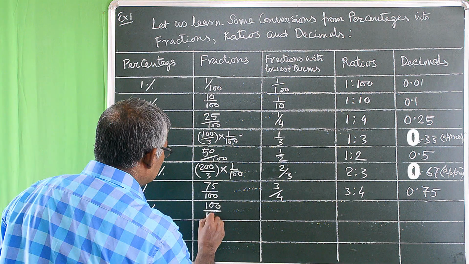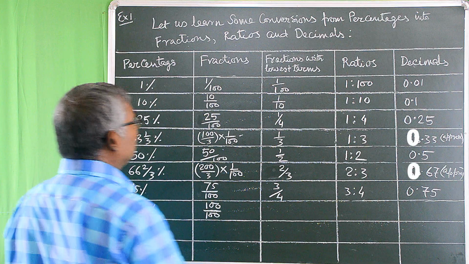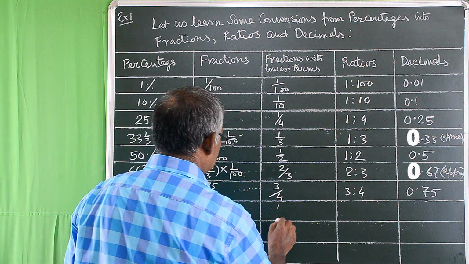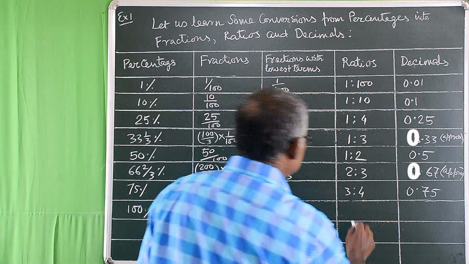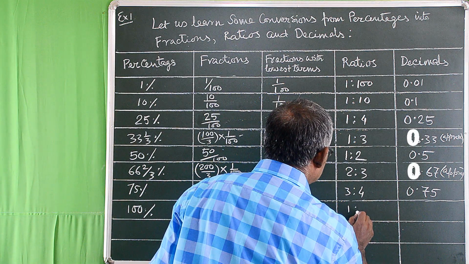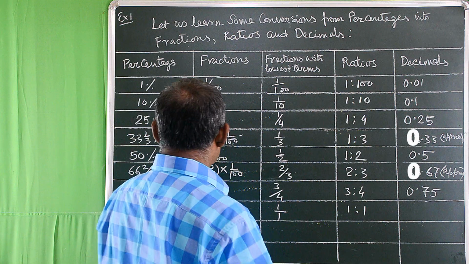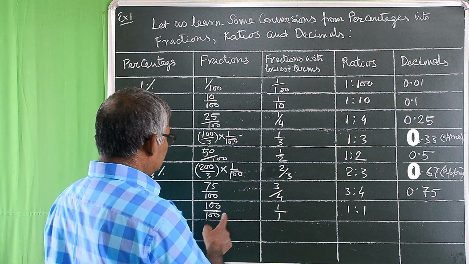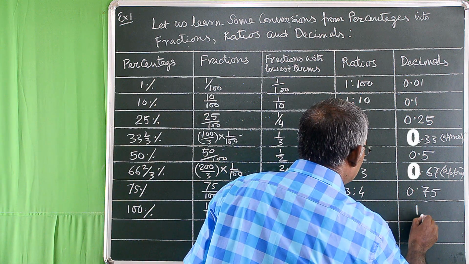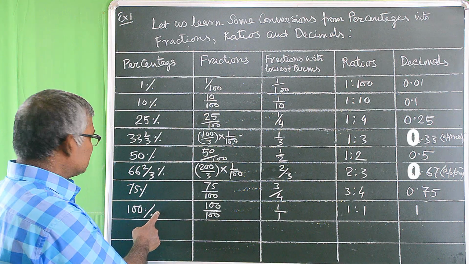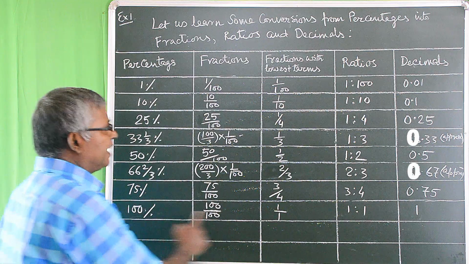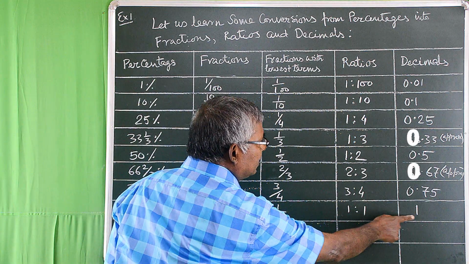Now let us see 100%. That is 100 by 100 equal to 1. That is 1 by 1. So the ratio is 1:1, and decimal form of 100 by 100 is 1. Students, so we see 100% of any number, suppose x means x, that is the number will remain same.